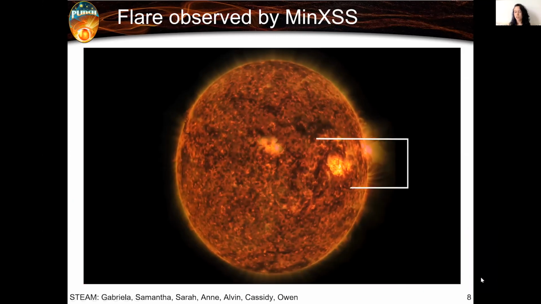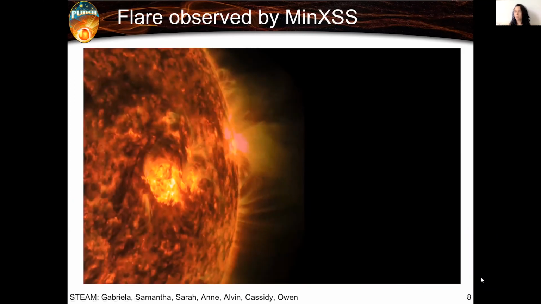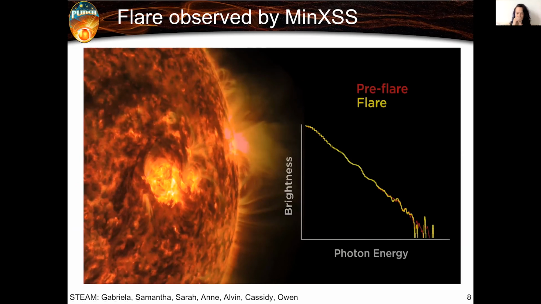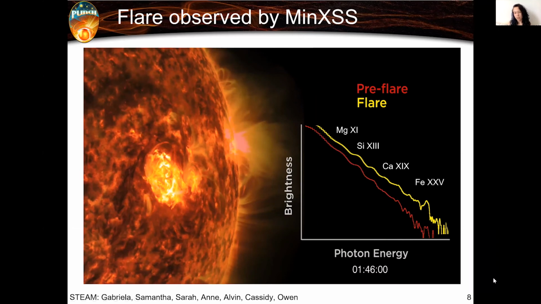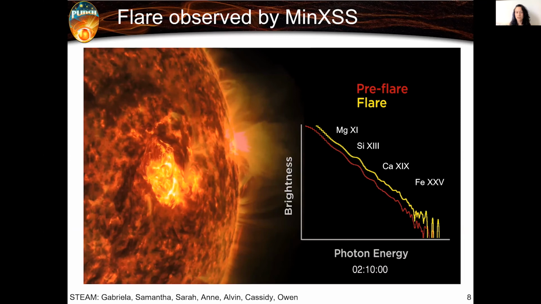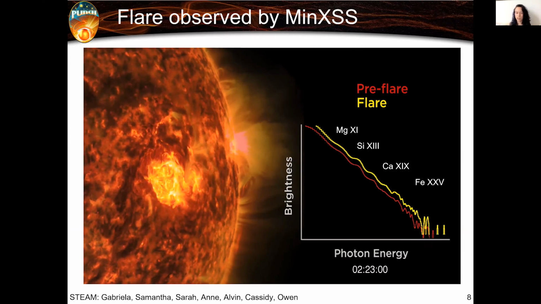So the data shown in this video is from NASA's MinXSS mission, and it represents a flare in the soft X-ray. The yellow line represents change during that flare, and you can see the enhancement in the continuum as well as those key spectral lines. So this video was put together by NASA, and it is an example of what STEAM will likely see for a flare in the soft X-ray, but STEAM will have a better sensitivity and extend into the hard X-ray range.